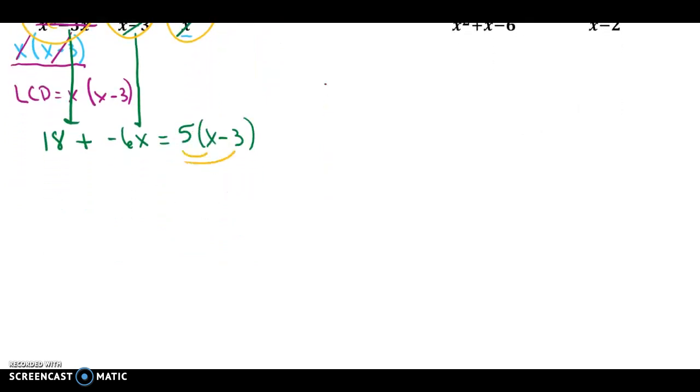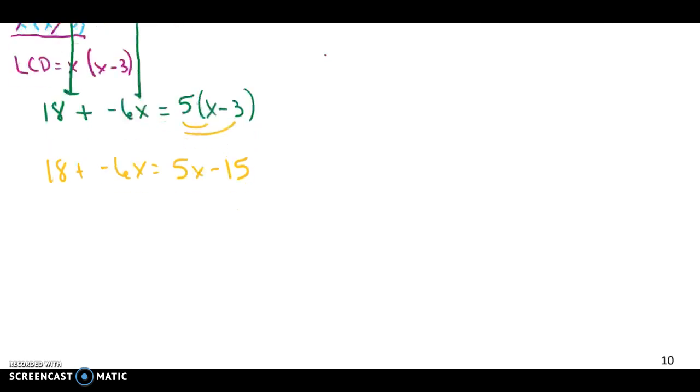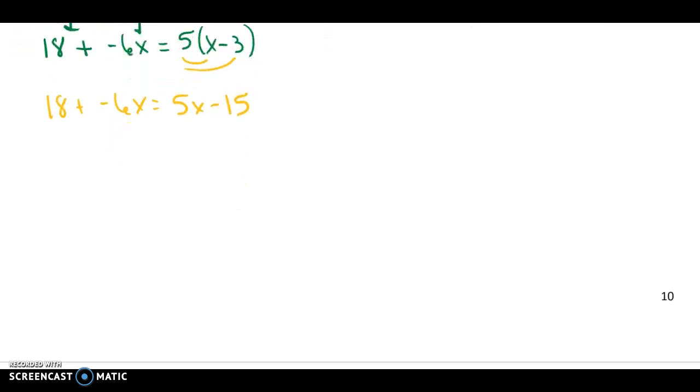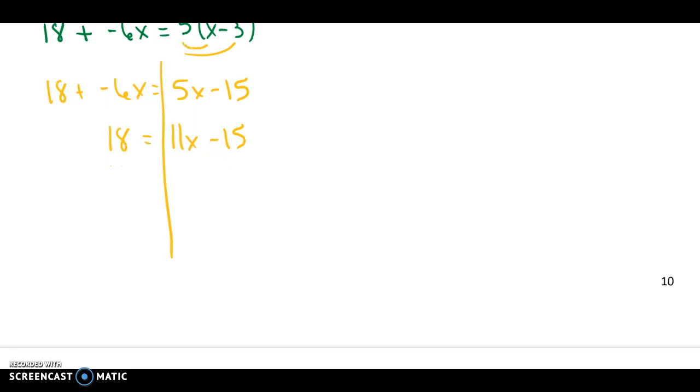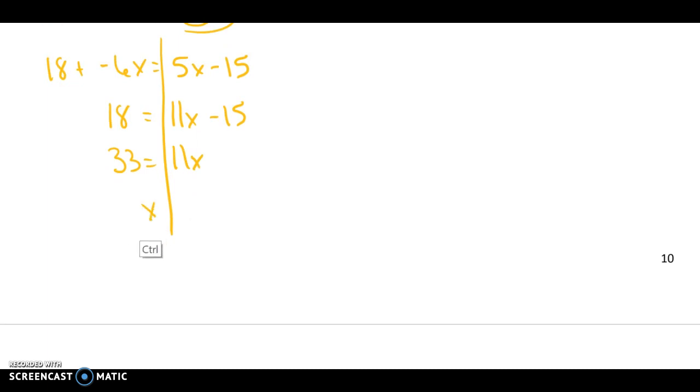I'm going to distribute this 5. Let's get rid of it. And if you see, there's just one type of x, so I'm going to work on getting the x's alone. When I have a choice in moving the x's, I'm going to move the negative 6 over. I'm going to add a 6x, and that gives me 11x. Now to get x by itself, I have to move the 11 and the 15, so I'm going to add 15 to the other side. And now to solve for x, I'll move the 11 by dividing, and when I'm done, I get x is 3. So this is my answer.